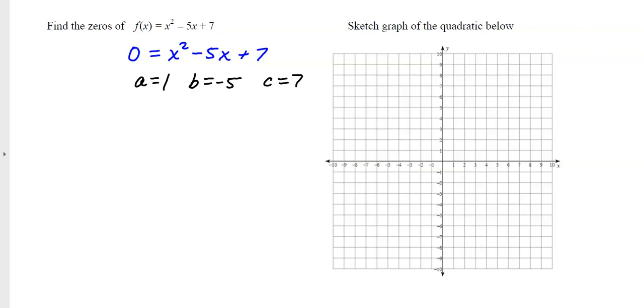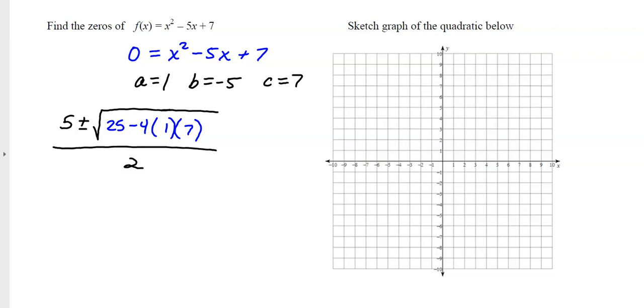And let's run it. Quadratic formula is the opposite of b, or negative b, plus or minus the square root of b squared minus 4ac. And I'm going to do this in blue just so you get used to seeing it. So b squared, subtract 4 times a times c, and all over 2 times a, which is 2. And we run this thing and we get 5 plus or minus the square root of 25 minus 28. So that ends up being a -3.